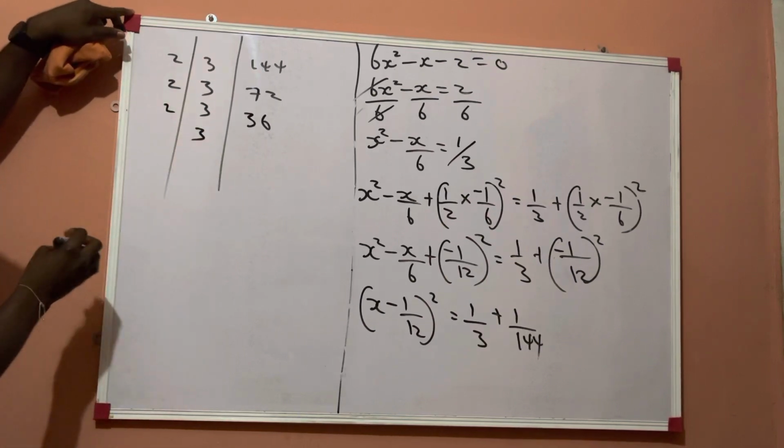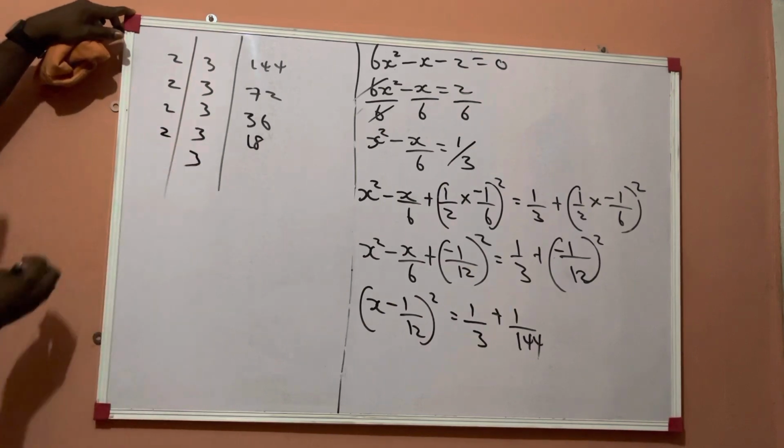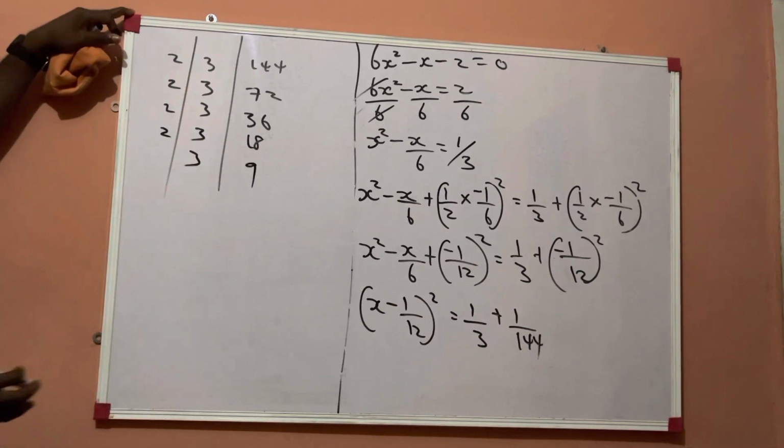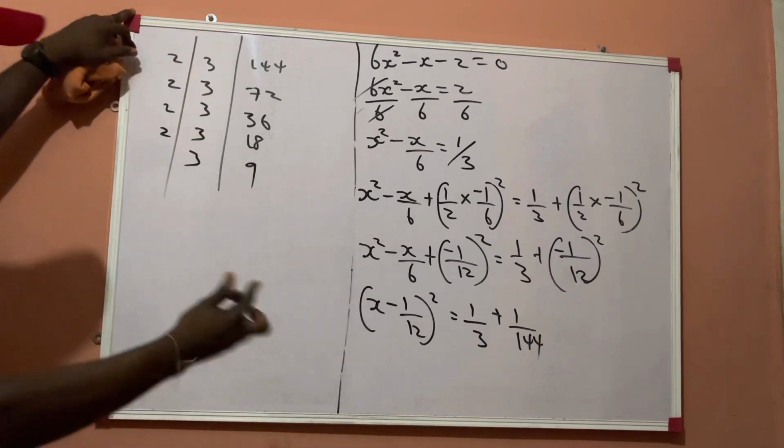2 into 3 cannot. 2 into 36 will give us 18. Now, 2 can still go. 2 cannot go into 3. 2 into 18 will give us 9. Now, 2 cannot go into any of the numbers here. So, what's the next number that can go?